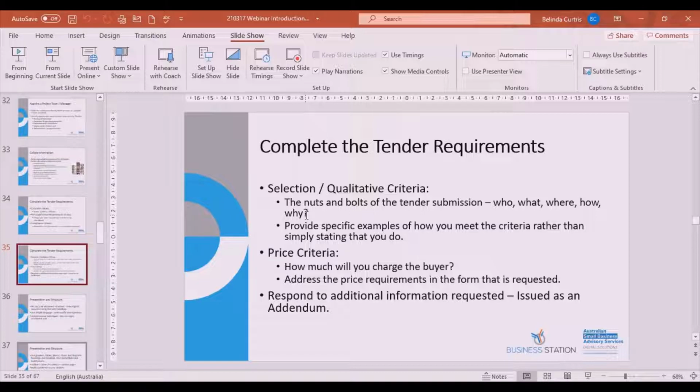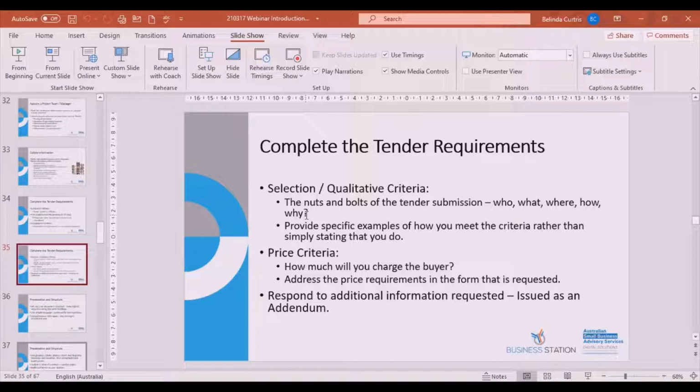So yeah, there'll be a schedule that you'll have to complete outlining your price. Now, during the course of that opening period, the buyer may issue additional information or responses to questions being asked by other prospective tenderers.